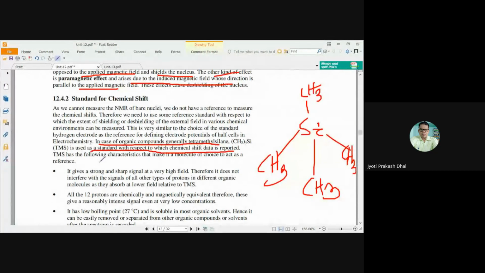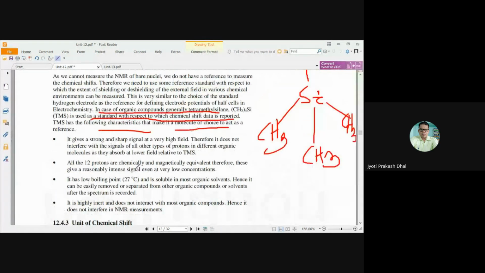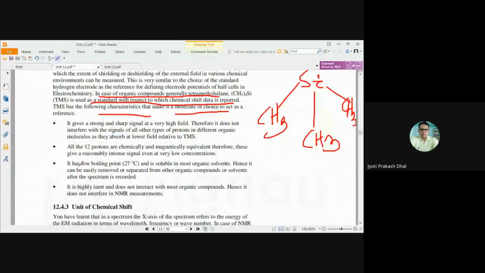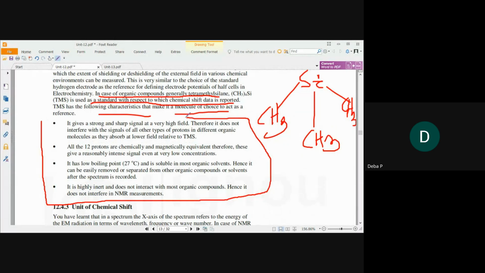So TMS has the following characteristics that make it a good choice to act as a reference. Why does TMS act as the reference? These are the characteristics possessed by TMS, and that's why it acts as a reference. First one, it gives a strong and sharp signal at a very high field.